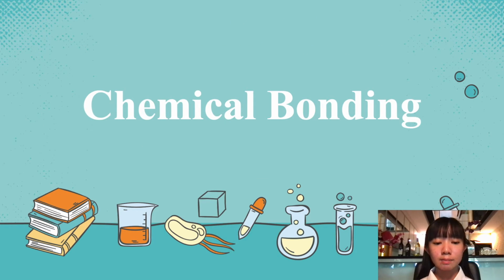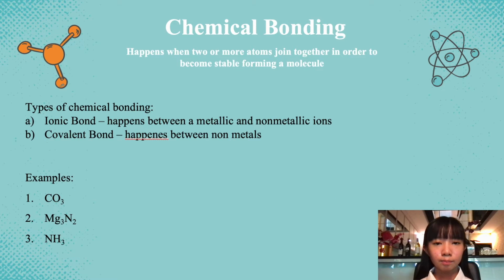Next, we have chemical bonding. Chemical bonding happens when two or more atoms join together in order to become stable, forming a molecule. There are two types of chemical bonding. The first one is the ionic bond, which happens between the metallic and non-metallic ions. The second is the covalent bond, which happens between the non-metals.